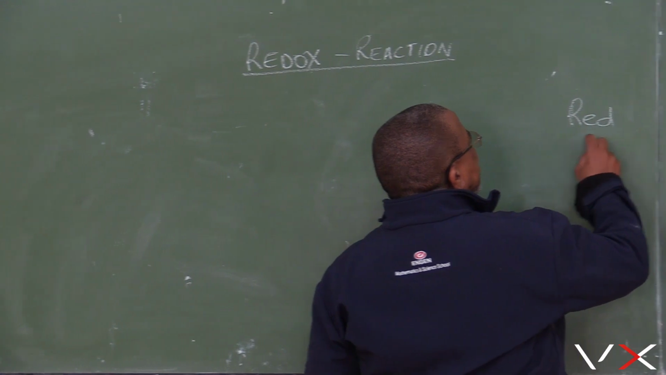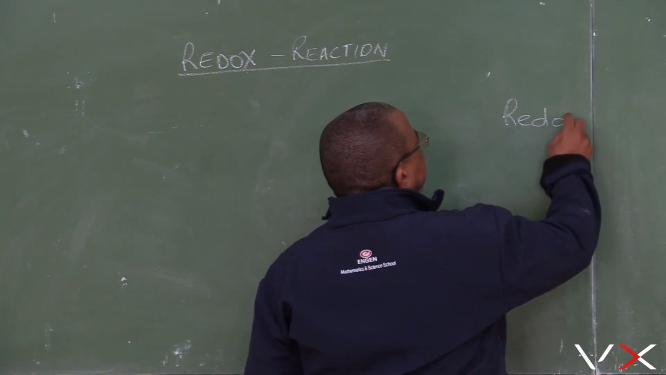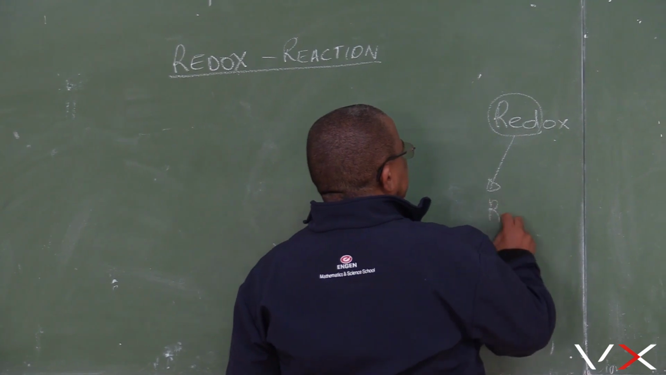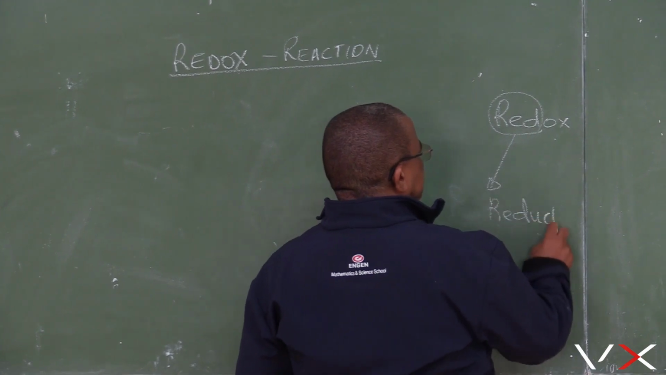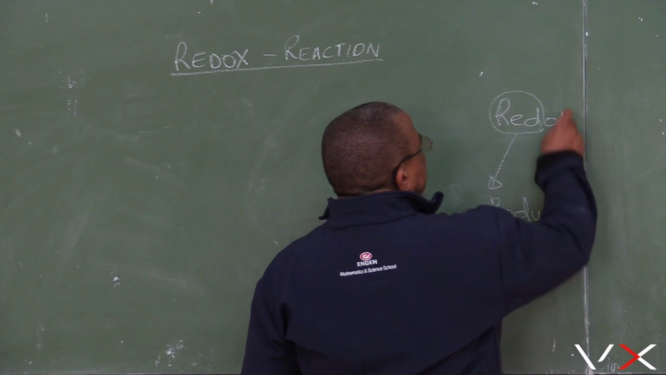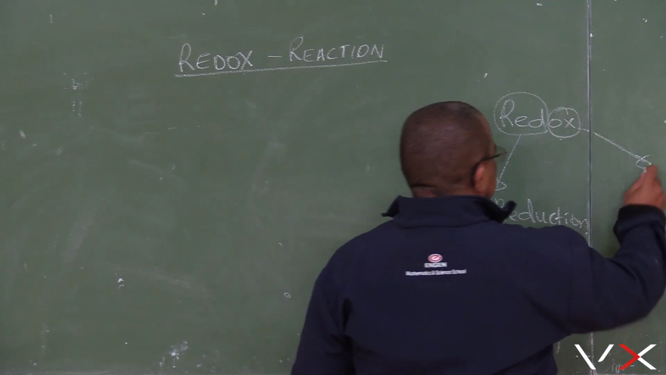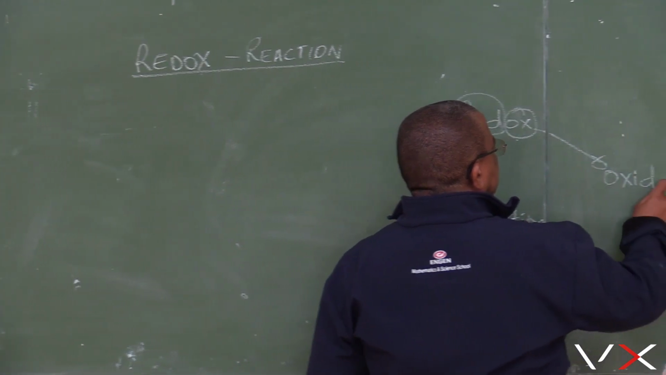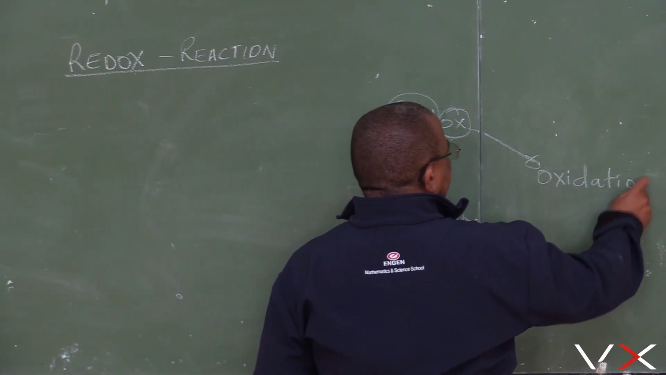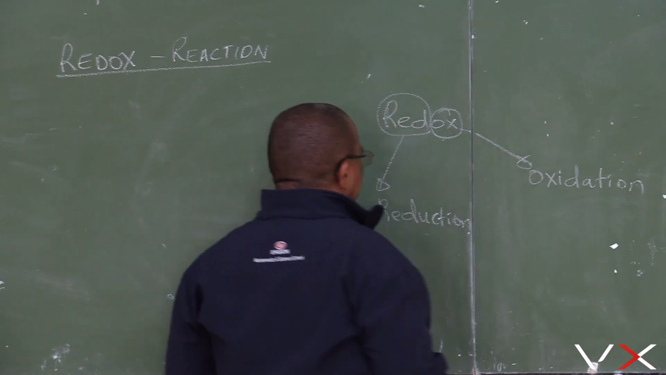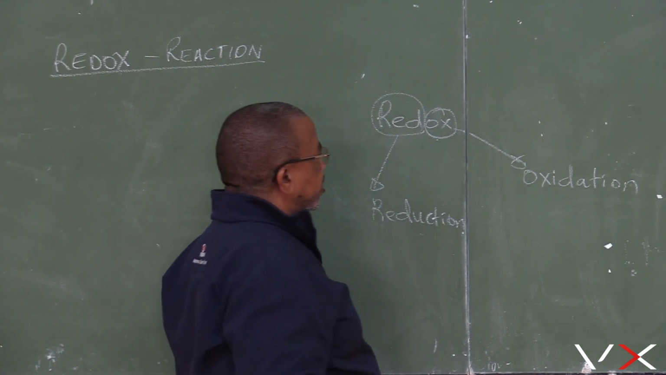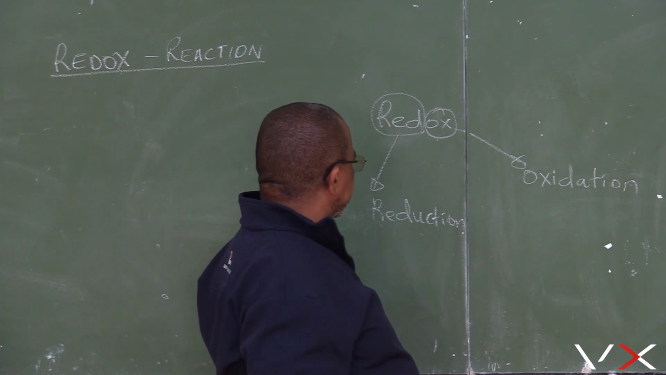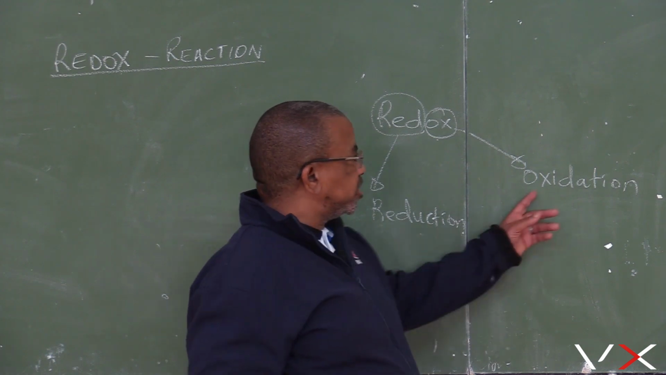Redox reaction. This name comes from two words combined: redox. Red means reduction, ox means oxidation. This is reduction and oxidation. So we have reduction and oxidation reaction.